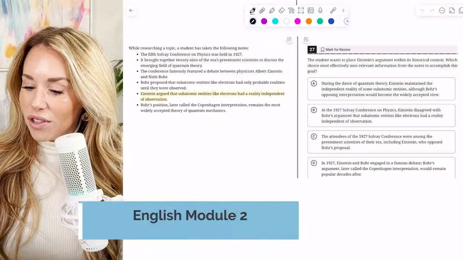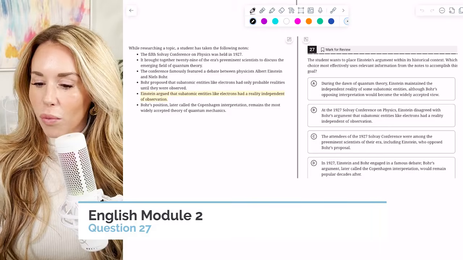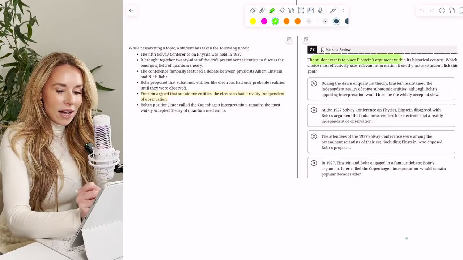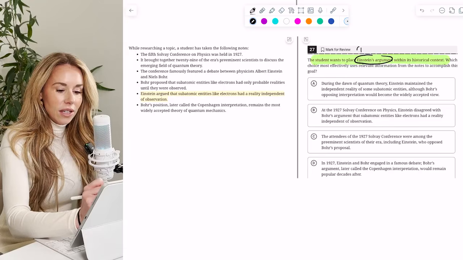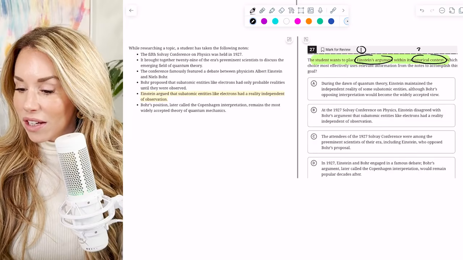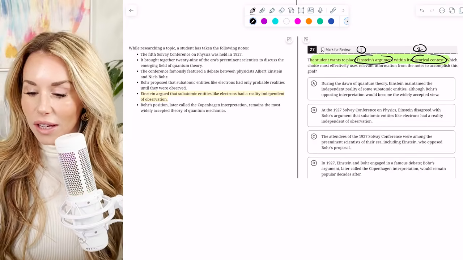Let's go ahead and look at 27. We're on Module 2. I'm working backwards. Again, links are going to be in the description if you want to jump around to specific questions. So we have the student wants to place Einstein's argument within its historical context. Okay, that's important. So I basically need two things. I need his argument and I need the historical context. So let's check out the answers.